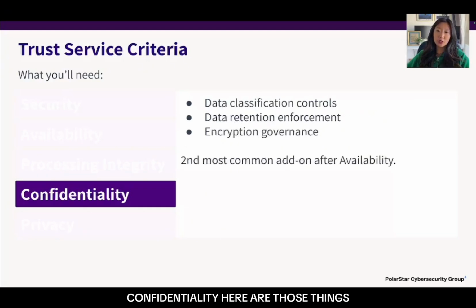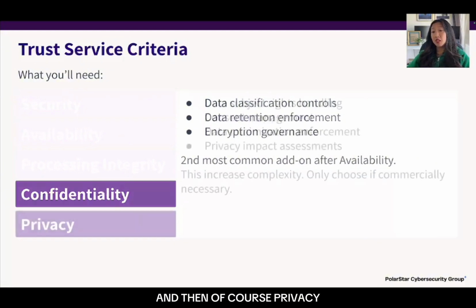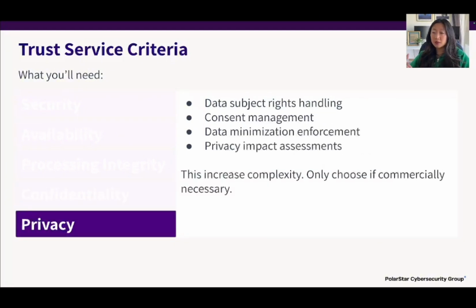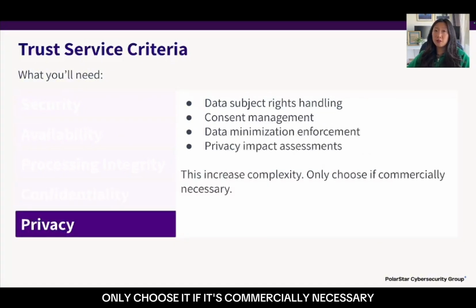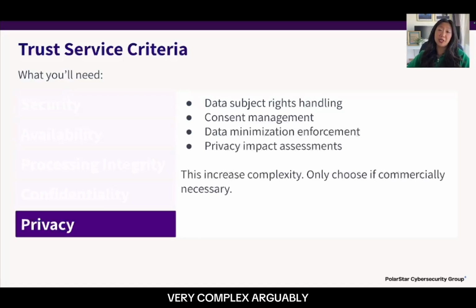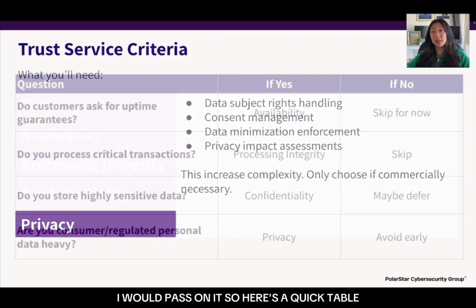Confidentiality, right? Here are those things: data classification controls, data retention, so on and so forth. And as you're seeing, as these things are building, hopefully you're starting to see that this is really more of a maturity model, and these criteria really signal that. And then, of course, privacy. Here are those items that you'll need baseline. Only choose it if it's commercially necessary because privacy is very complex, arguably. So choose it if you have to make money, but if you don't have to, I would pass on it.